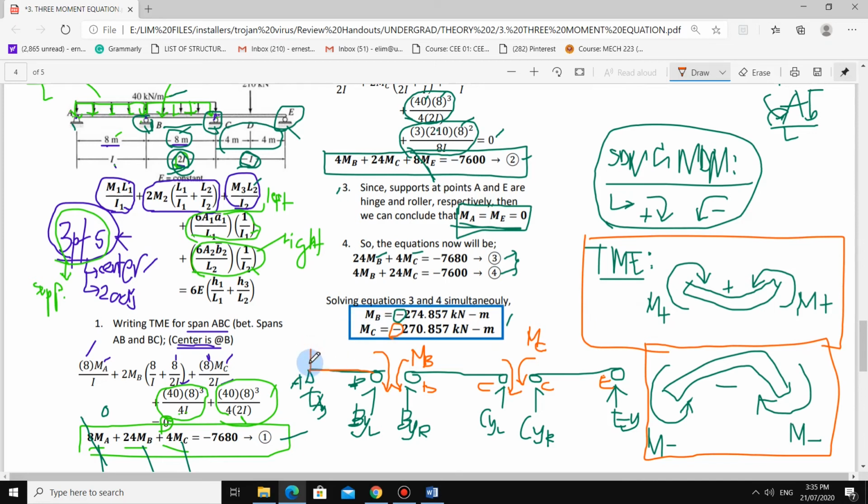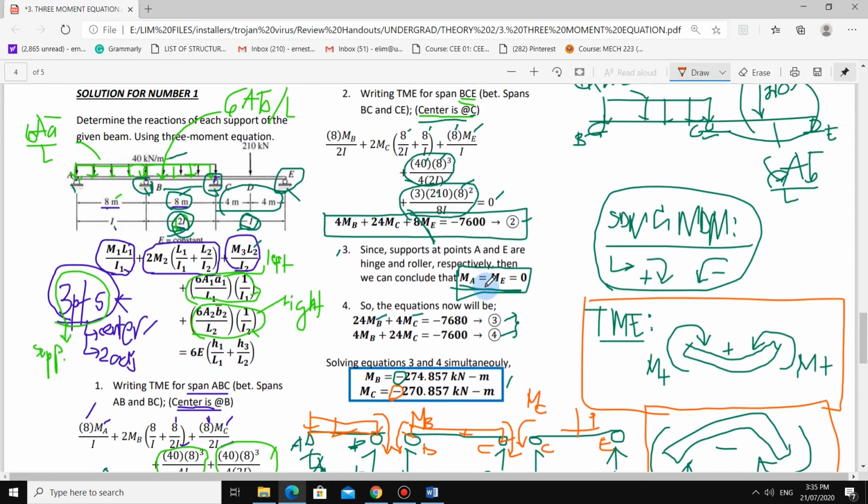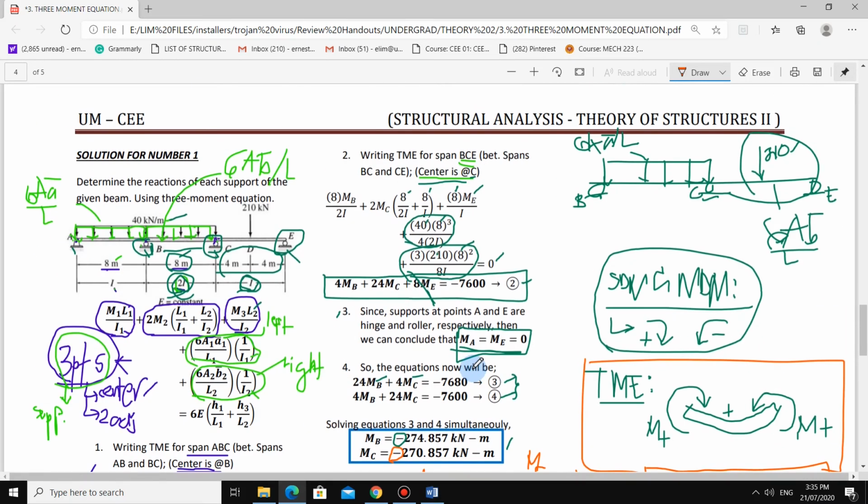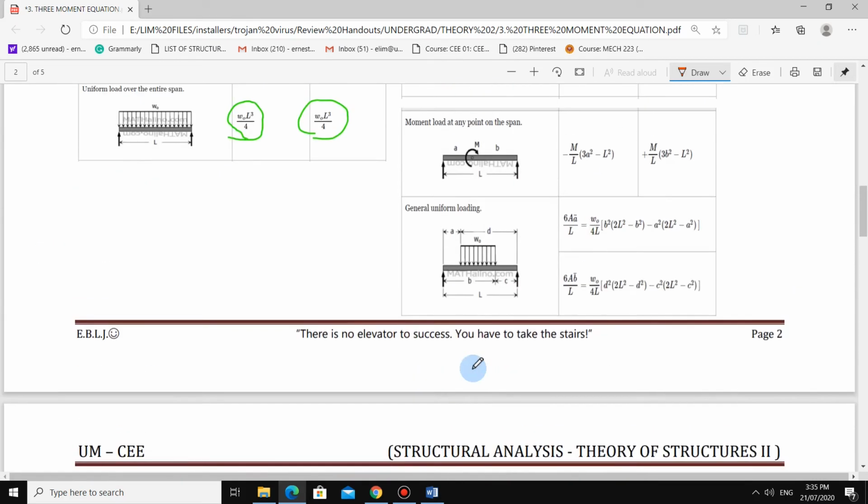Okay, so you can get the reaction guys. So do not forget the loadings. Na-appeal na sila ha. Okay, so reactions and also, okay, so that is for our example 1. Okay, so next for example 2.